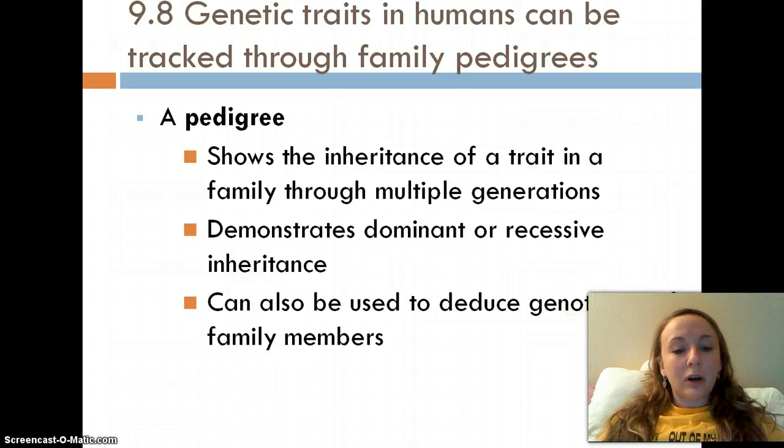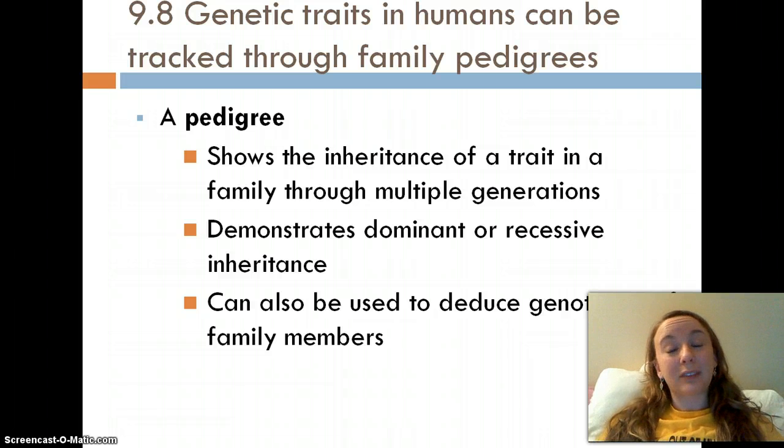So this is also going to help us demonstrate dominant or recessive inheritance. The ones that we looked at together in class were examples of recessive inheritance. We haven't taken a look at dominant inheritance together in class yet. So a pedigree is going to show that inheritance through a family, so it's kind of like a family tree of genetics.